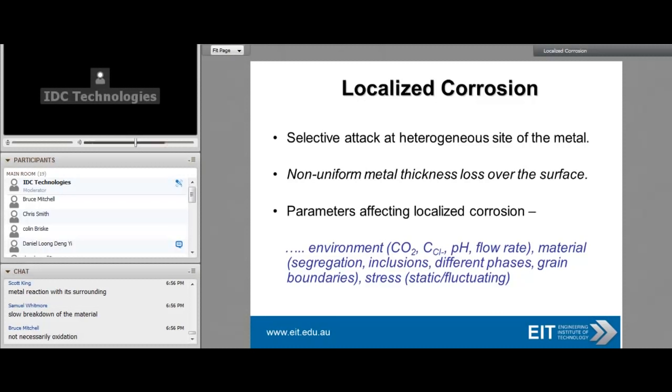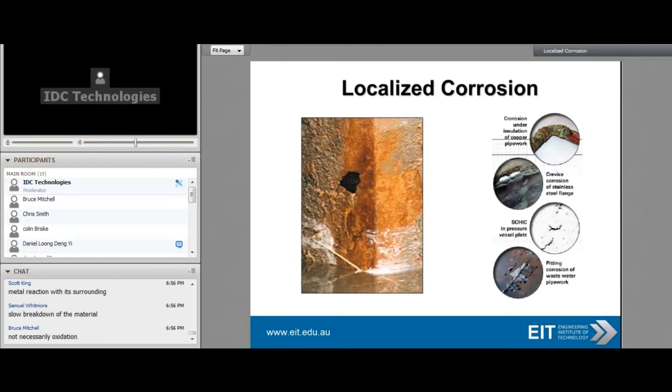Localized corrosion is where we've got non-uniform loss of material over the surface of the component. And things that affect that are carbon dioxide, calcium chlorides, especially in stainless steels that contain calcium chlorides, and that can affect local corrosion. And here we can see an example of localized corrosion. This is so localized here that it's actually gone right through the material. And there's some examples here on the right-hand side of localized corrosion.